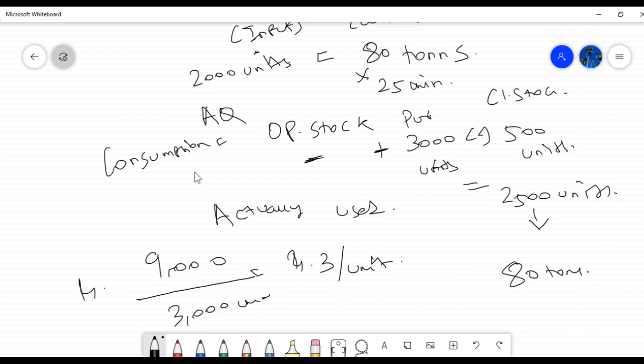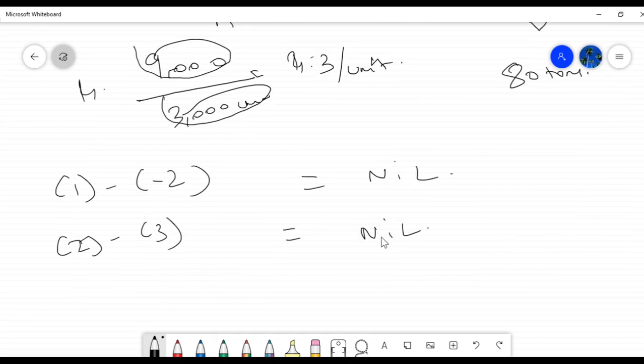Now come to the answer. So 1 minus 2 is nil, because there is no mix. 2 minus 3 is nil, because there is no mix. Mix means they used only one raw material. Then what about 1 minus 3? 1 minus 3 equals what?